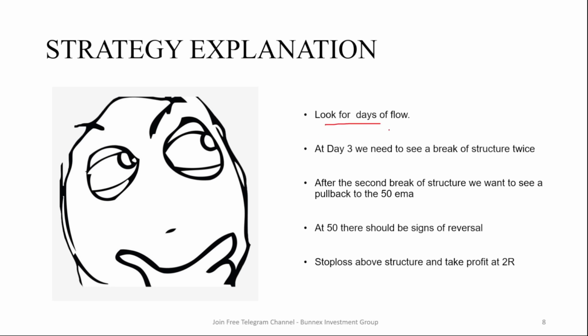So look for days of flow, which are level 1, level 2, or day 1, day 2, day 3. At day 3, we need to see a break of structure twice, as I've showed you. After the second break, we are saying first break, then second break, which is this one, we want to see a pullback to the 50. So after the second break, we want to see a pullback to the 50, and at the 50, there should be signs of reversal, whereby we are now continuing. Stop loss above structure and take profit at 2R.